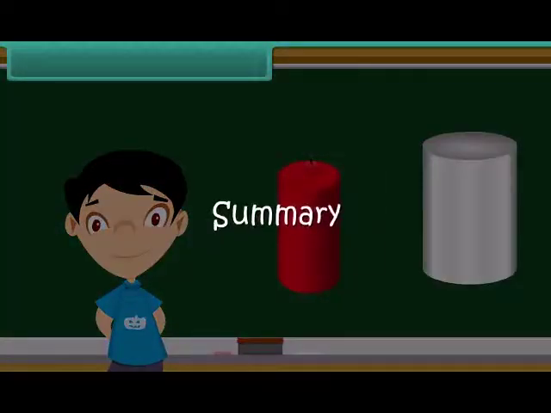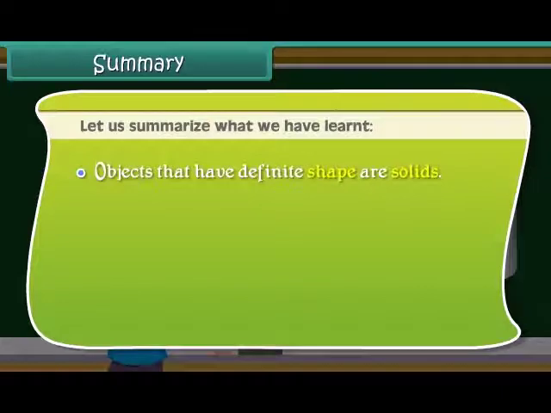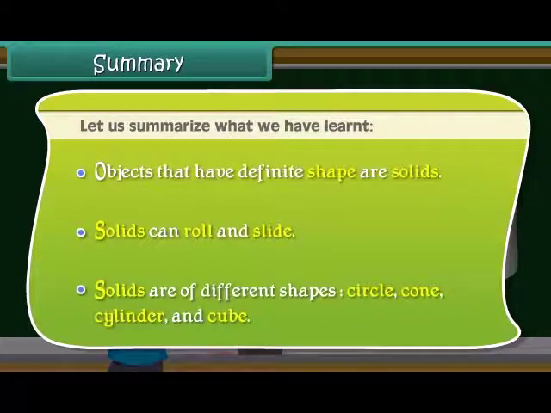Summary. Let us summarize what we have learnt. Objects that have definite shape are solids. Solids can roll and slide. Solids are of different shapes: sphere, cone, cylinder, and cube.